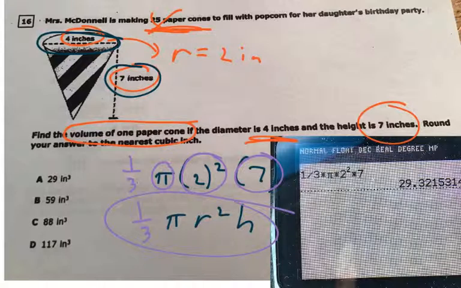And so if you look at the calculator picture I just posted on the screen, guys, I did do 1/3 times pi times 2 squared times 7. Remember, a cone is 1/3 as big as its cylinder, right? That's where the 1/3 came from. And I got 29.3. What's the only one close to that? Is A, 29 inches cubed. Again, remember, volume is always cubic. It's 3-dimensional, right? Pause the video if you need to.